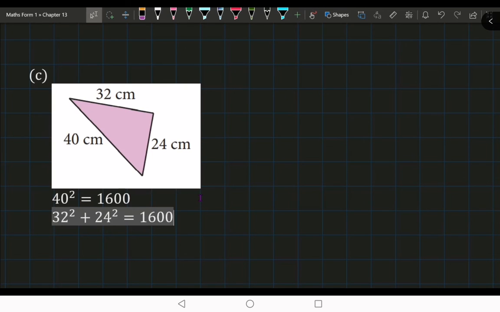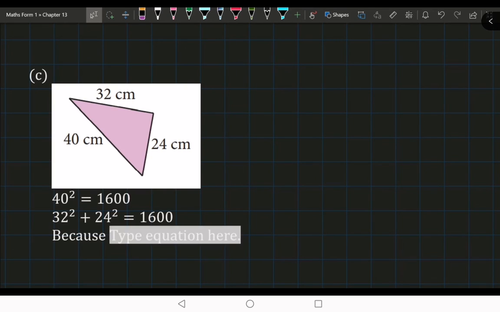That means this is another particular Pythagorean triple. It is a multiple of 3, 4, 5, it is 8 times the 3, 4, 5. So we can consider that 40 square is equal to 32 square plus 24 square.